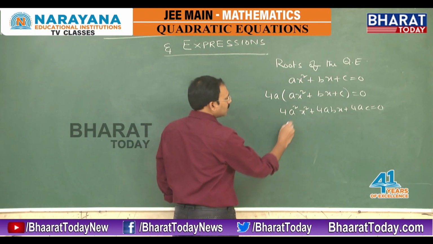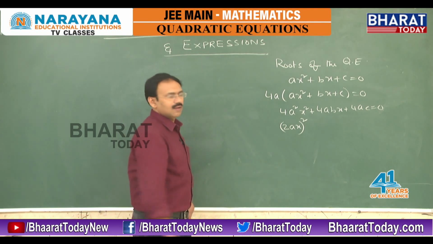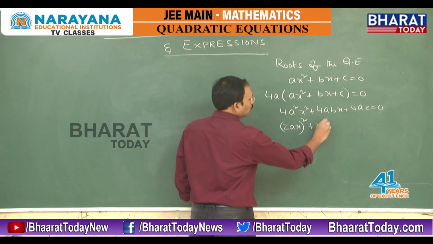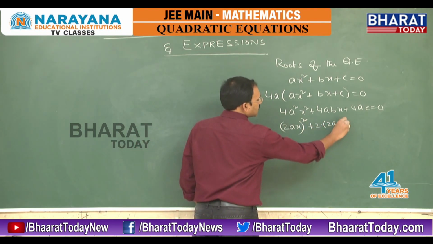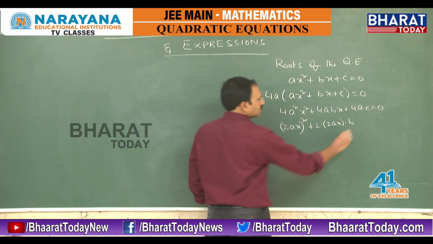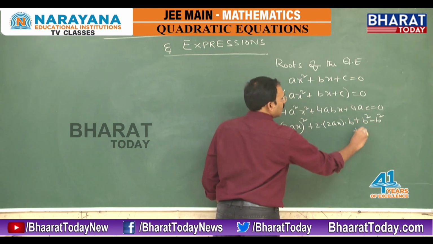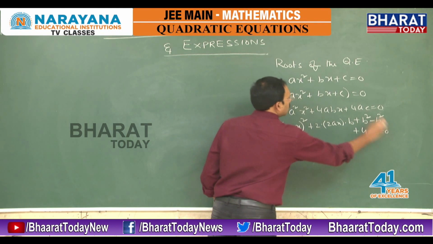Now I try to write it as 2ax whole square plus 2 into 2ax into b. I rearrange this term, so plus b square minus b square plus 4ac equal to 0.